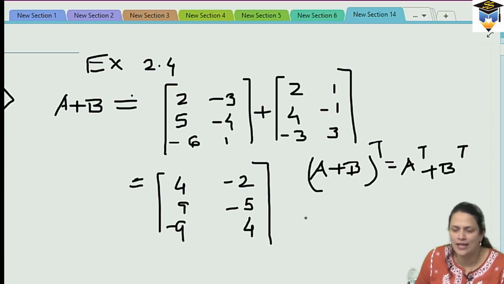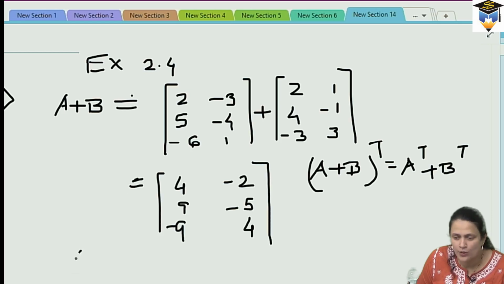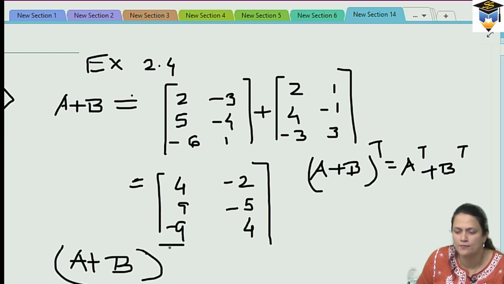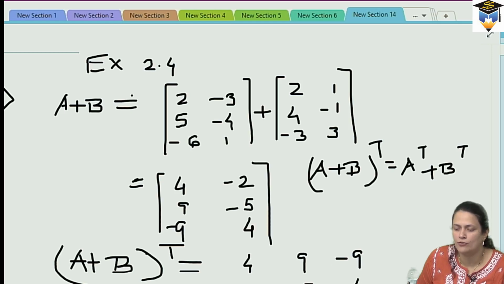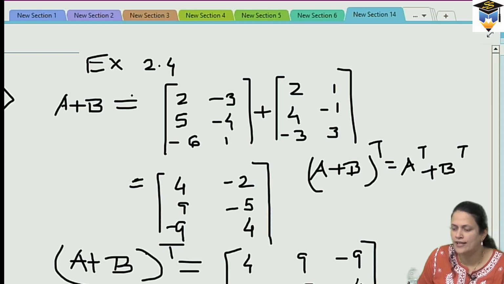We have found out A plus B. Now let us find out (A plus B) transpose. Now in transpose, you know, rows are converted to columns. So rows are going to be converted to columns. So this matrix is going to change like this: 9, minus 5, minus 9, 4. Okay, so this is (A plus B) transpose, this is our left hand side. Now let us find out the right hand side.